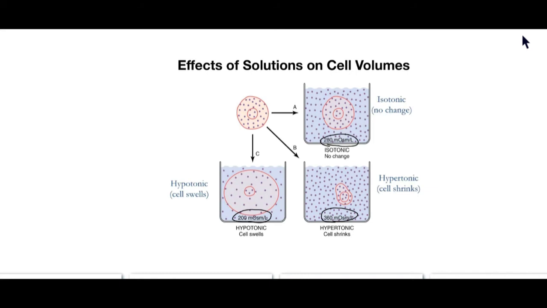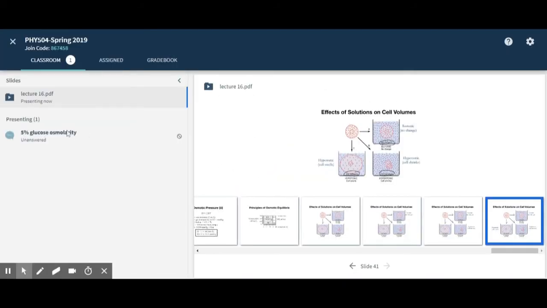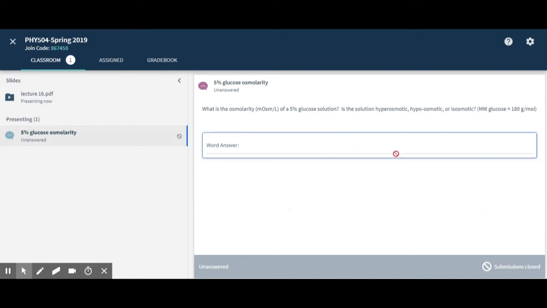Now, let's walk through this quickly. First things first, 5% solution. 5 grams per 100 mils gives you what? 0.05 grams per milliliter. So 5 grams divided by 100 mils, what is 5 over 100? It gives you 0.05 for grams per mil. What do you get in grams per liter? Because we're going to be talking about molarity.